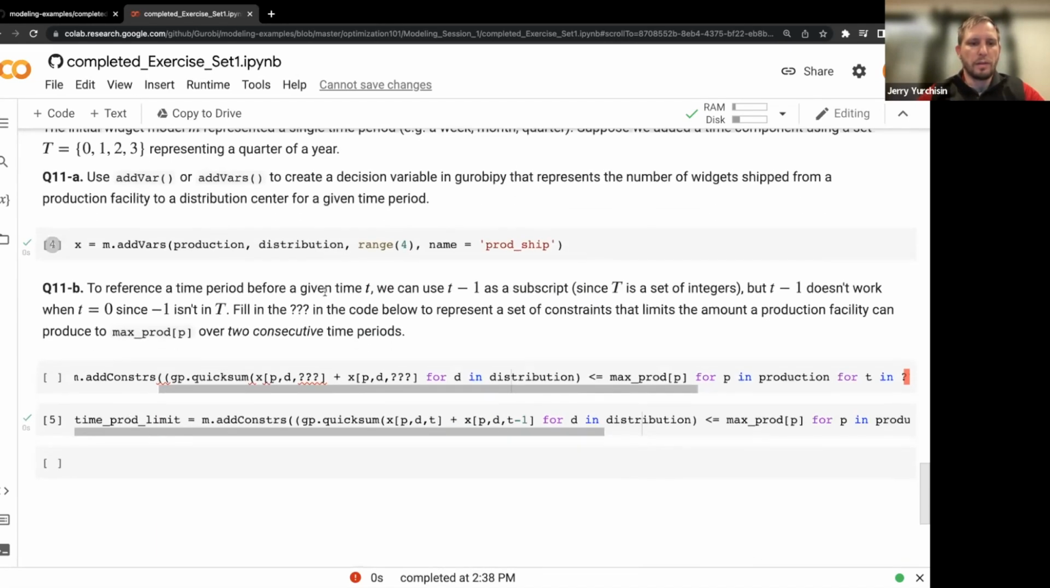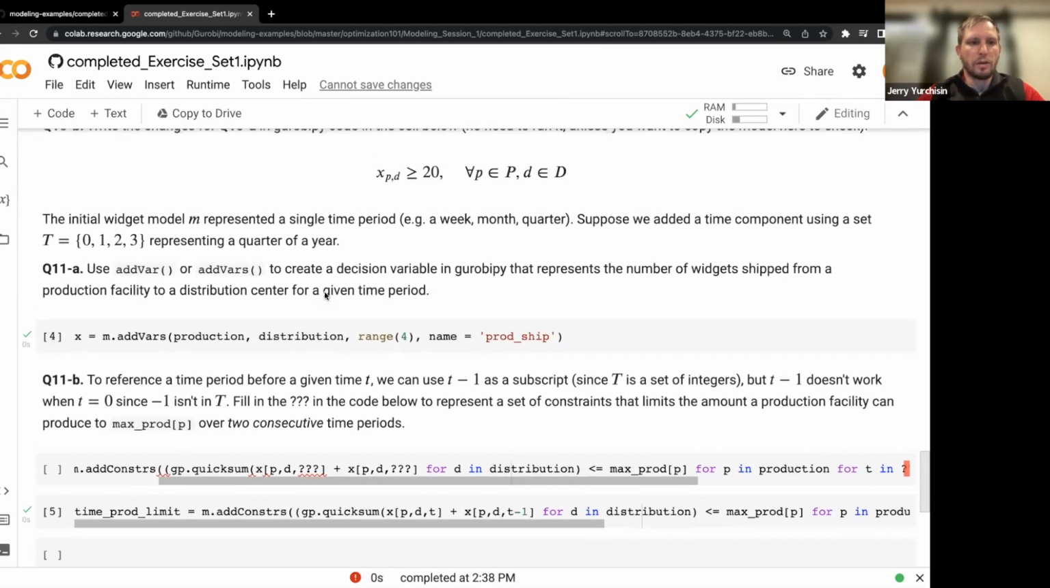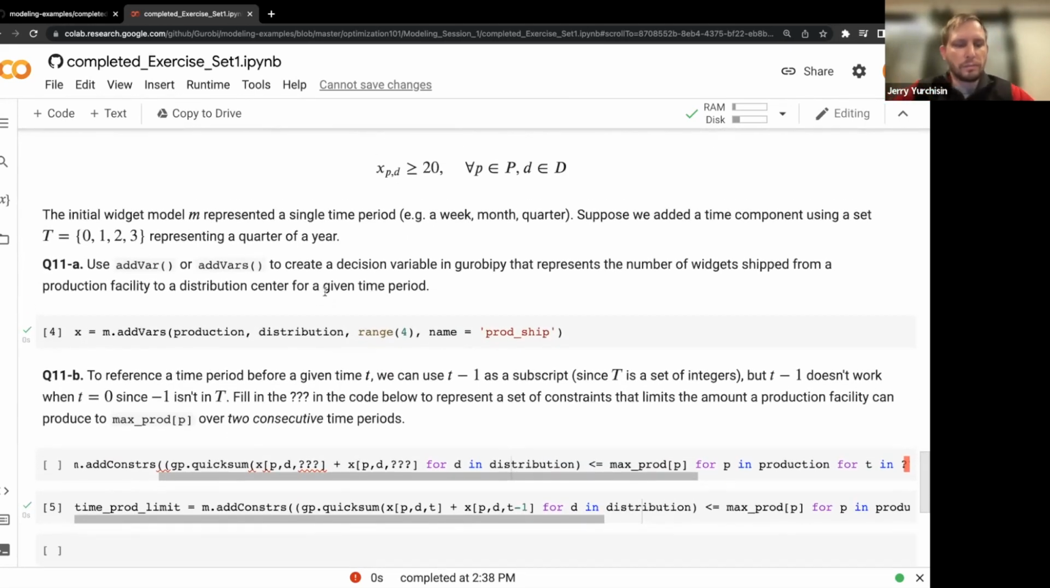Okay. So question 11. The initial widget model M represented a single time period. So it could be a week, a month, a quarter. Suppose we added a time component, which is something that most problems like this have.